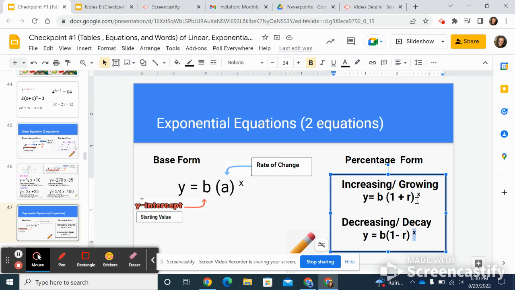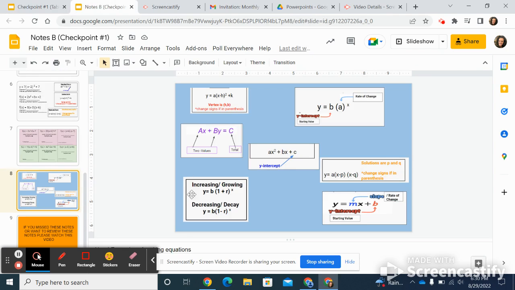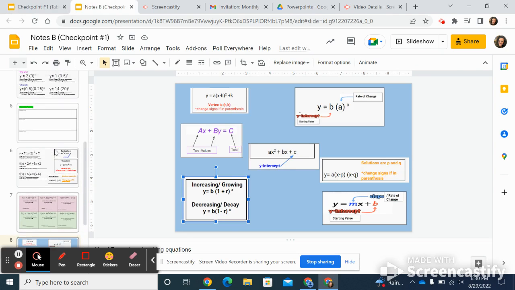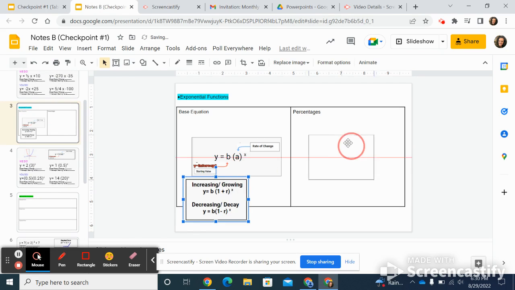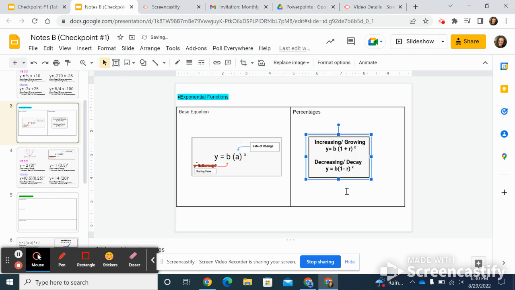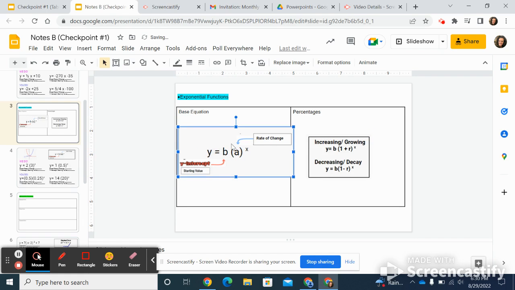Okay, so again, we're going to find this equation and we're going to copy and paste it. So this equation is in the bottom left right here, has the increasing, decreasing, and we're going to paste that in our percentage. Again, it's one that you won't see that often, but it technically is an exponential equation, so I want you to be able to look back at it. The one that we're going to see the most is this basic one. And this one is also labeled. It's labeled with our y-intercept starting value, and it's labeled with our rate of change.